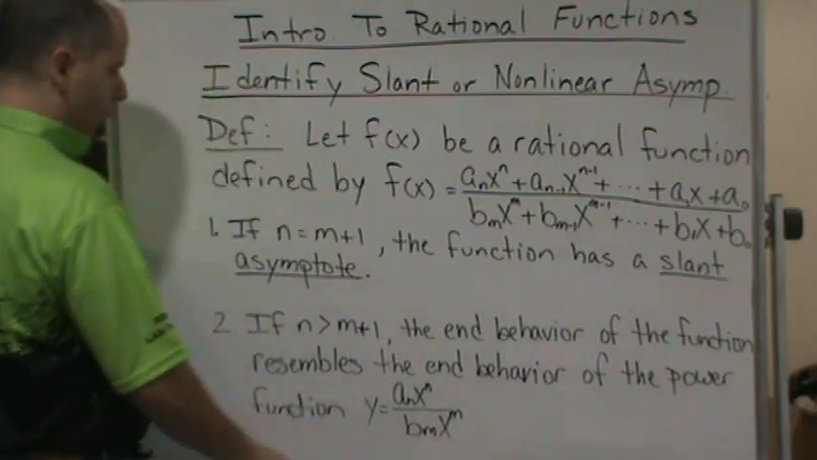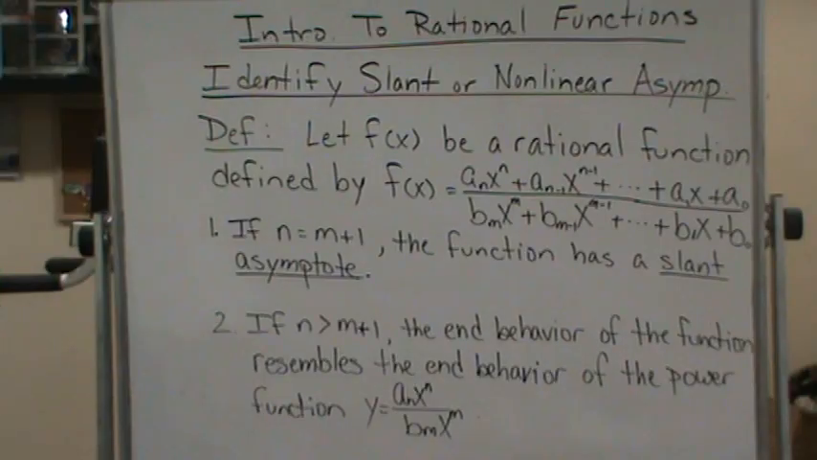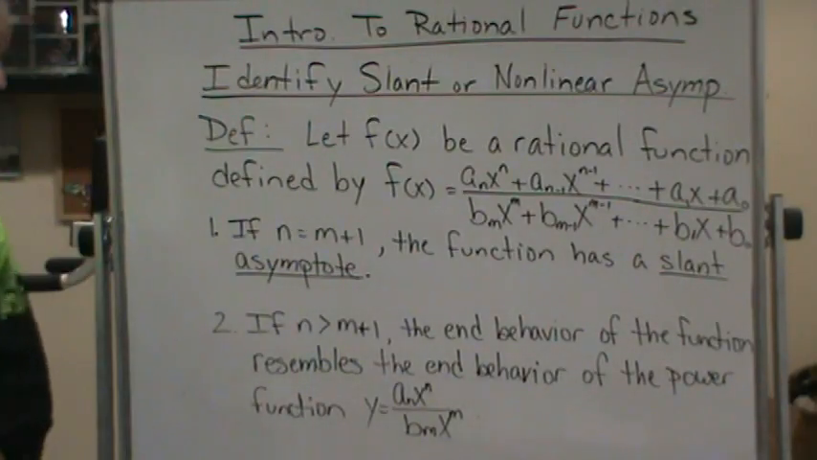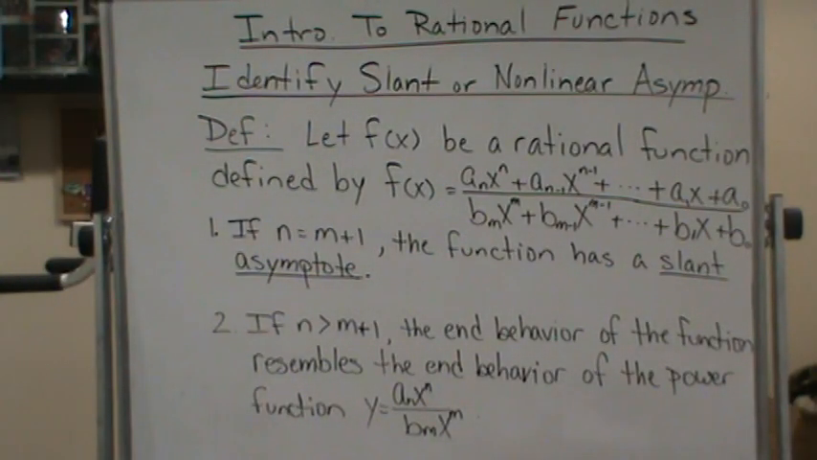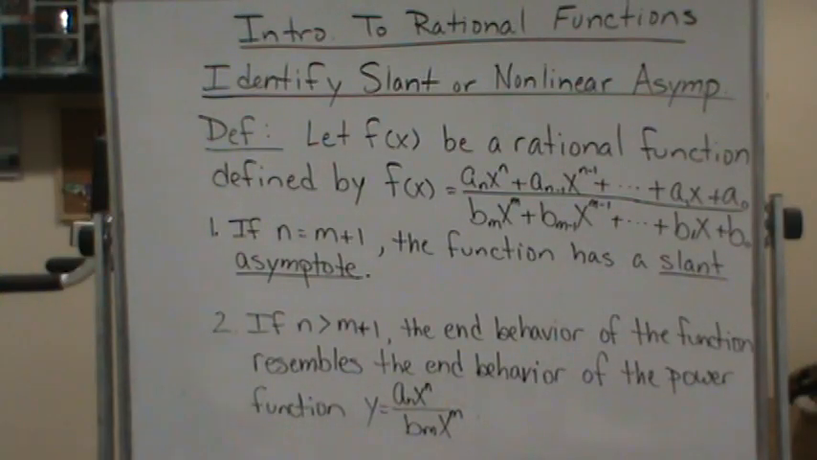Okay, so 1 says if n is exactly 1 degree more than m. So in other words, if the degree of the top polynomial is exactly 1 more than the degree of the bottom, then you have a slant asymptote. The function will have a slant asymptote.